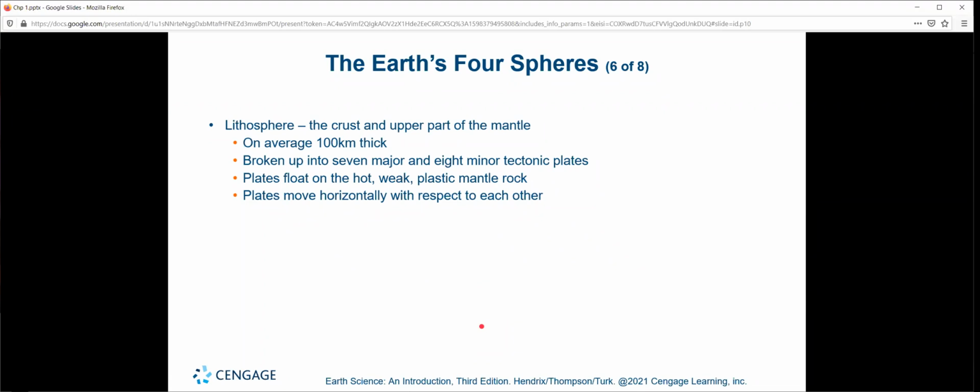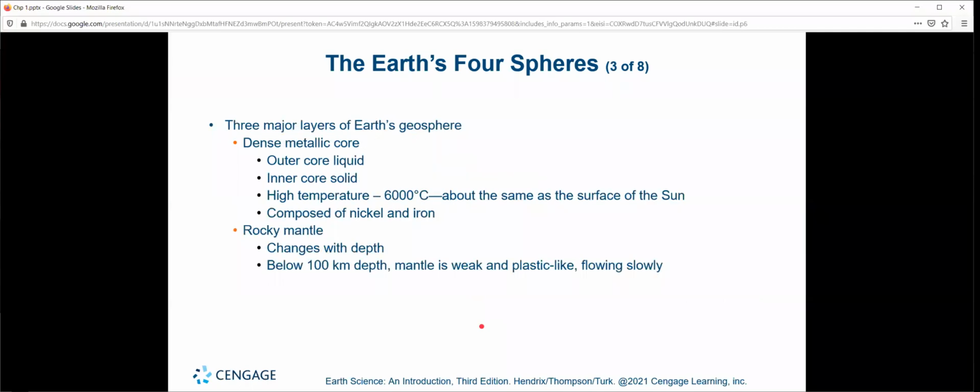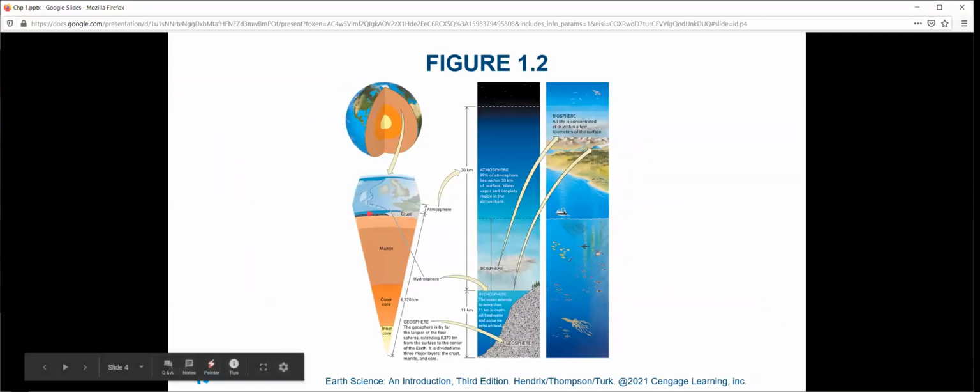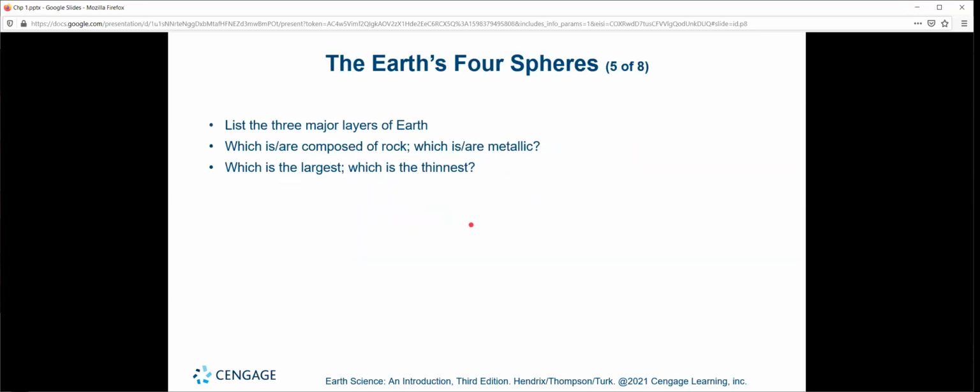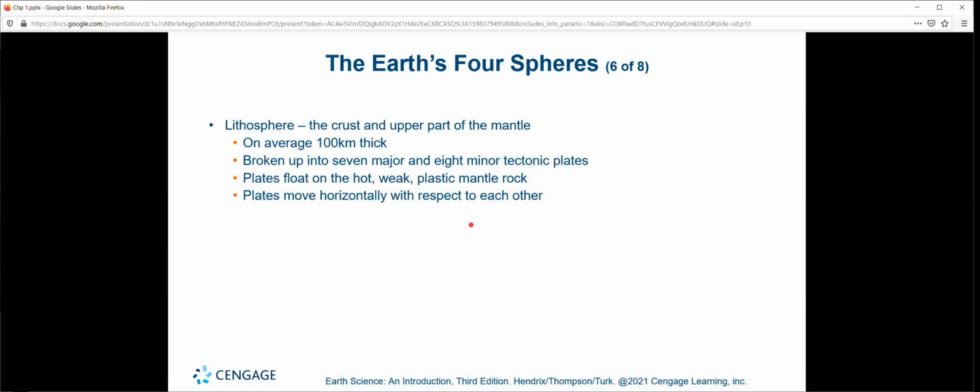Cool. So, continuing on this concept, let's talk the lithosphere. The lithosphere we define as the crust and the upper part of the mantle. So, we are talking the crust here and this section shown here. We're going to refer to that as the lithosphere. All right. The lithosphere averages about 100 kilometers thick and is broken up into 7 major and 8 minor tectonic plates. You maybe have heard of tectonic plates or plate motion in the past. The lithosphere is what we're talking about when we say that.